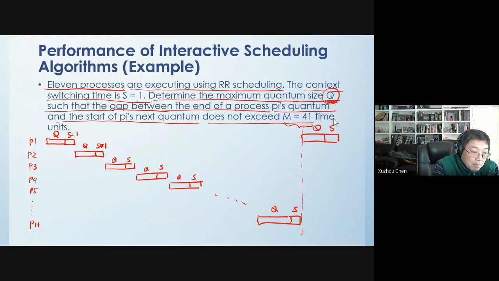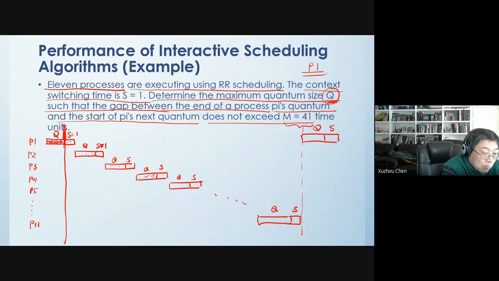Now the question is, determine the maximum quantum size Q such that the gap between the end of the process Pi's quantum, let's say instead of Pi I'm going to use P1, okay? You can use P2, that's okay. For P1, what's the end of the process P1's quantum? This is 1 quantum, and the end of this quantum is here, right? That's the end of the quantum. And then you have 1 context switching, and then another quantum, context switching, another quantum, context switching.